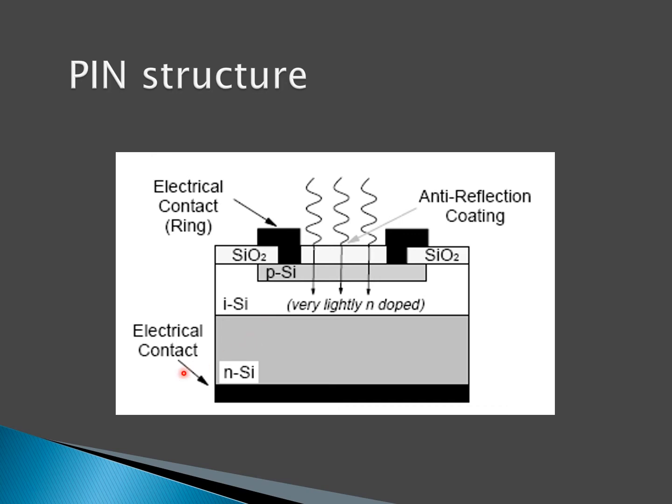So this is the PIN structure. You can see this is the P type, this is the N type, and this is the intrinsic region, very lightly N doped. This is our incoming photon. Of course, if it has a thicker region, it will produce more electron hole pairs, and more photocurrent will be produced.